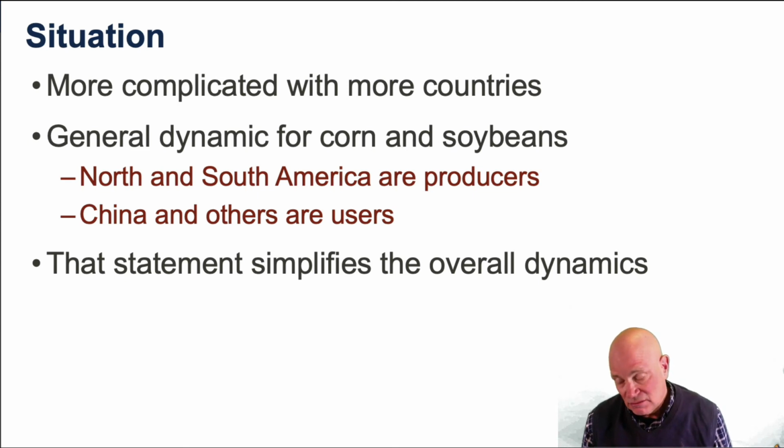General dynamics, corn and soybeans. North and South America are producers. U.S., Brazil, Argentina, to a lesser extent Canada are the producers. China and others are the users. That above statement oversimplifies the dynamics, but it'll give you a feel, at least for corn and soybeans, U.S. and South America, of what is the major dynamic that is occurring now.